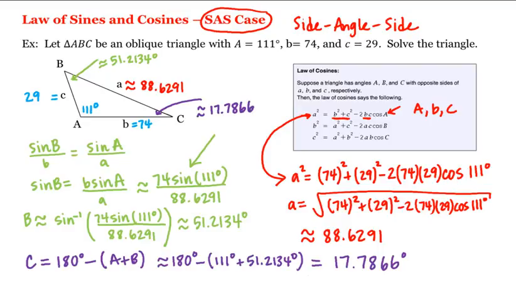And this is how we can use the law of sines and the law of cosines to solve oblique triangles in the SAS case.